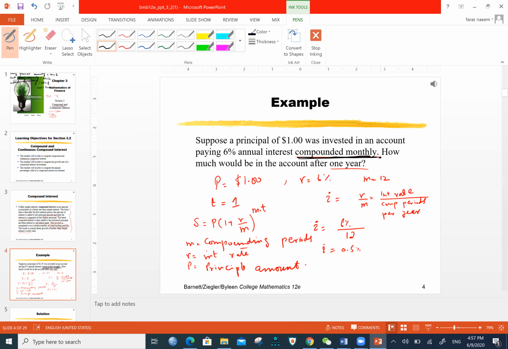So that if M equals, in that case, compounded monthly, M is 12. Now, principal amount P is 1, R is 6%. How much would be in the account after 1 year? What is time? Time is 1 year.